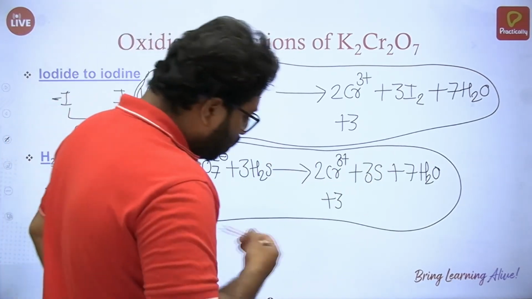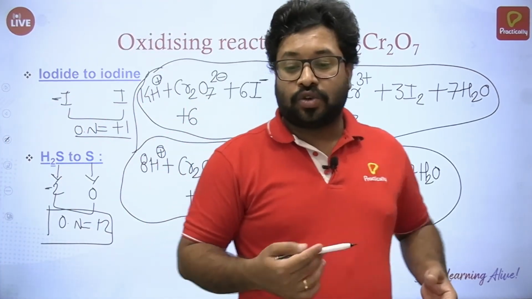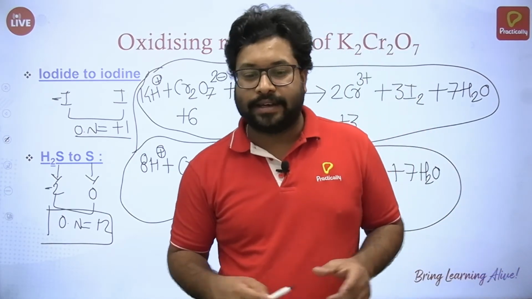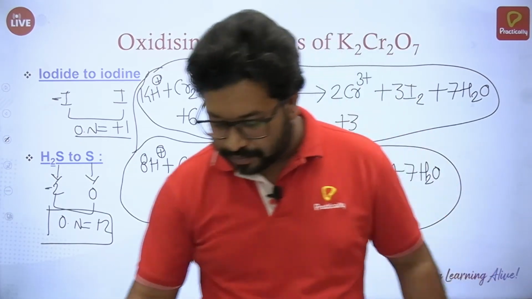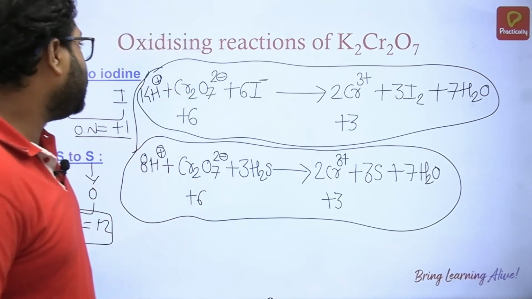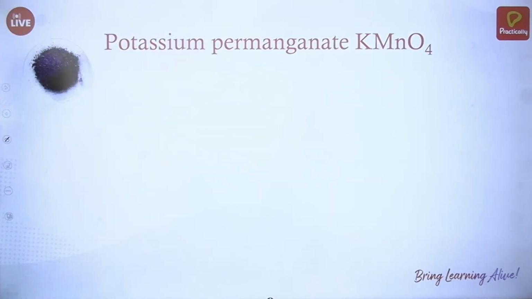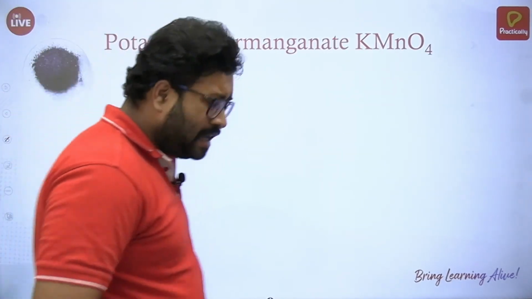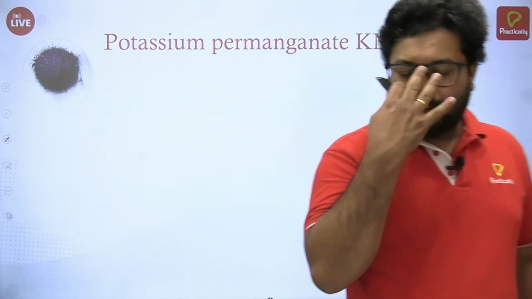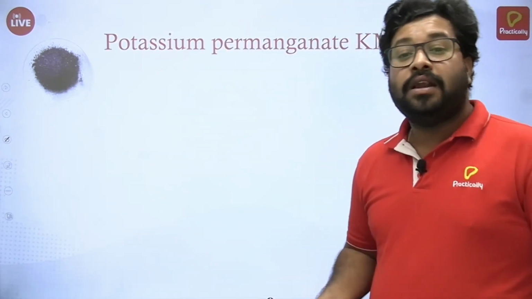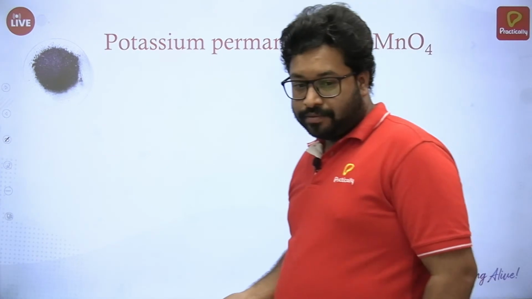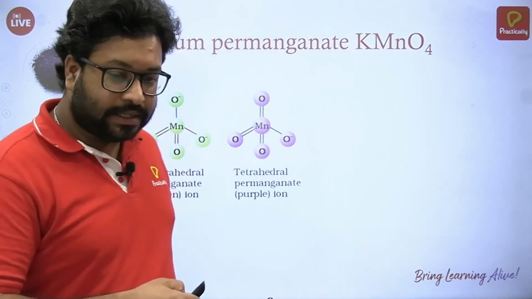So that is how you can solve different oxidizing reactions. Okay, moving ahead now. Potassium permanganate, KMnO4. It's a purple color compound. You must have seen it in the laboratories.